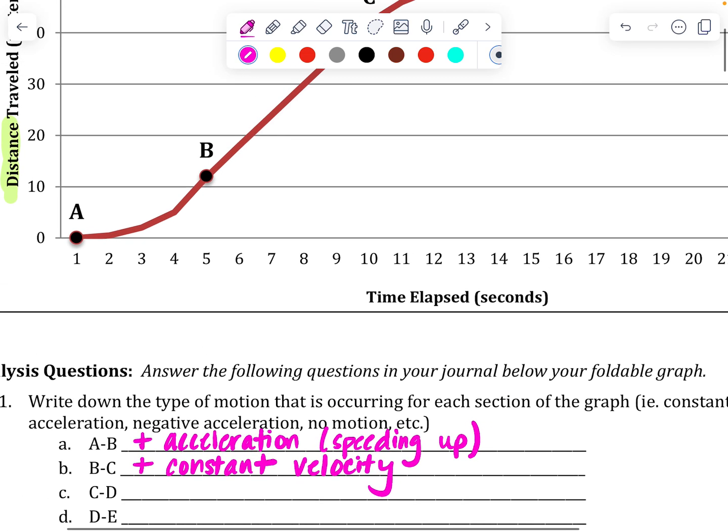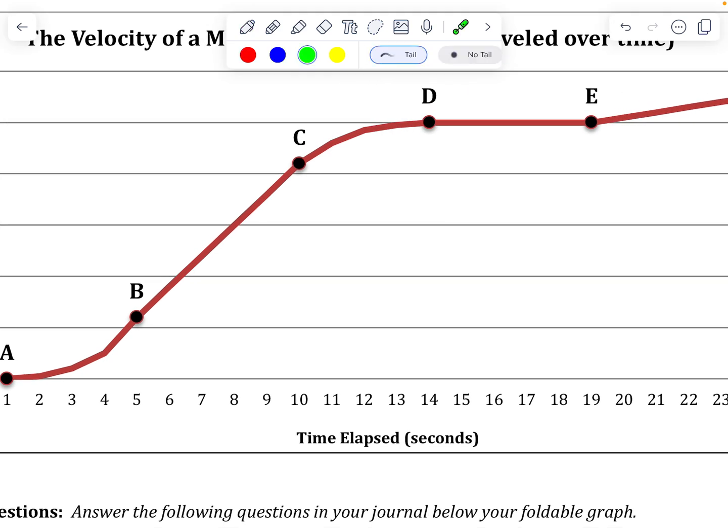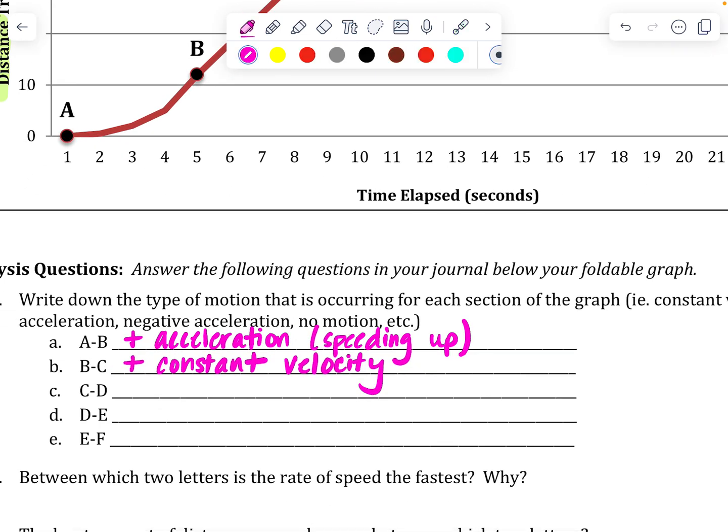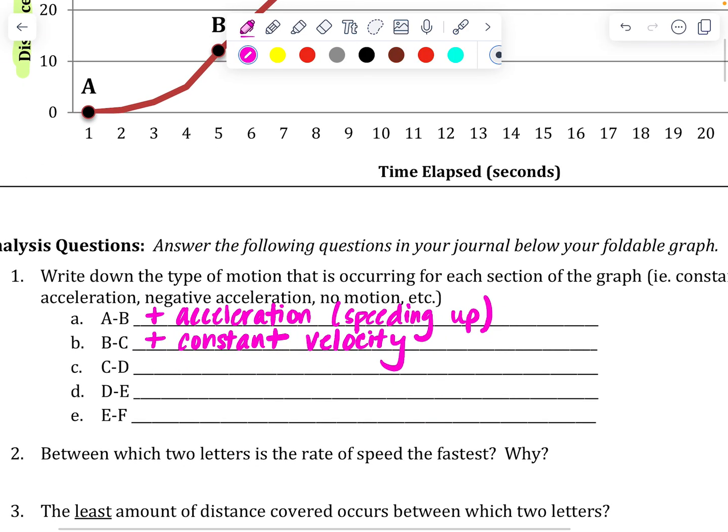Looking at C to D, now we have a line that curves this way. The other one curved this way. A to B curved this way. C to D curves this way. So it's slowing down. The slope is starting to decrease. That's negative acceleration or slowing down. It's still moving in the same direction, but the slope is getting more and more gradual.